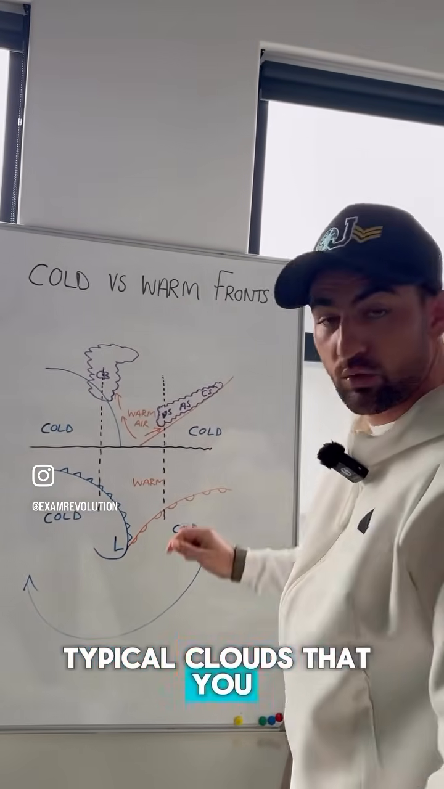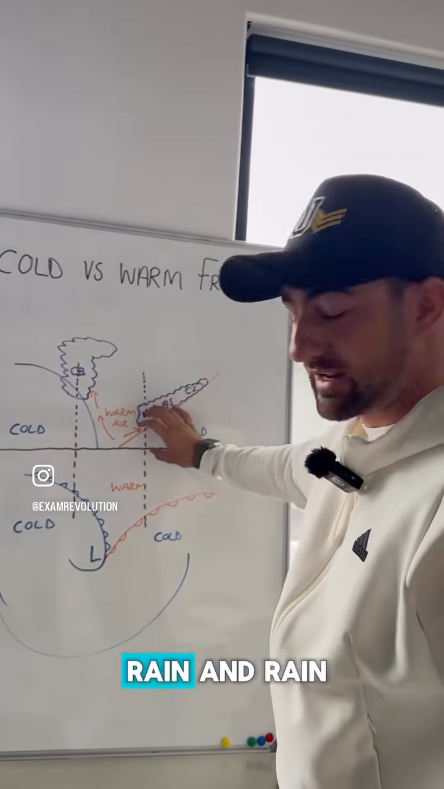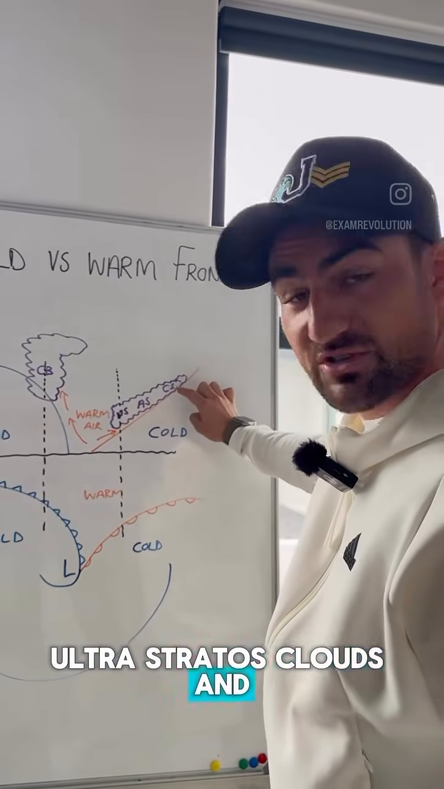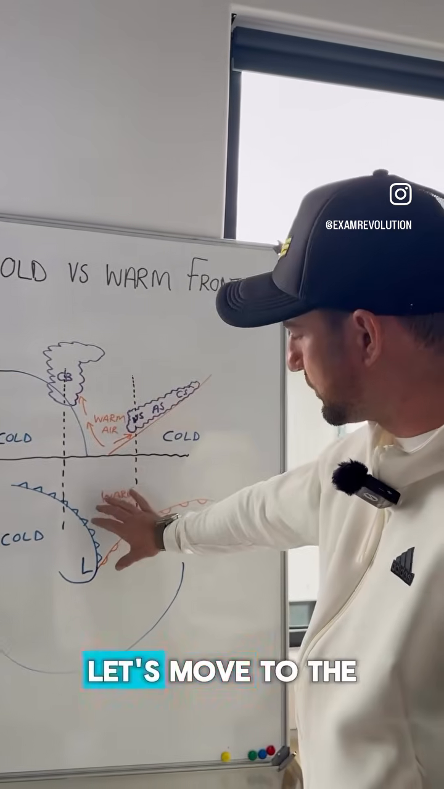Typical clouds that you get with a warm front, and this is important for the exams. Nimbostratus clouds, you typically get freezing rain and rain. Altostratus clouds and cirrostratus clouds, those are the typical cloud types associated with a warm front. Let's move to the picture over here.